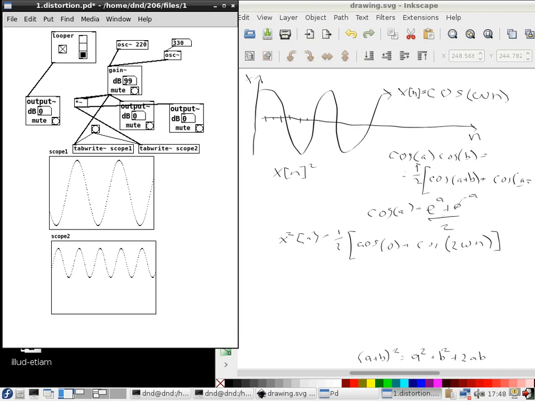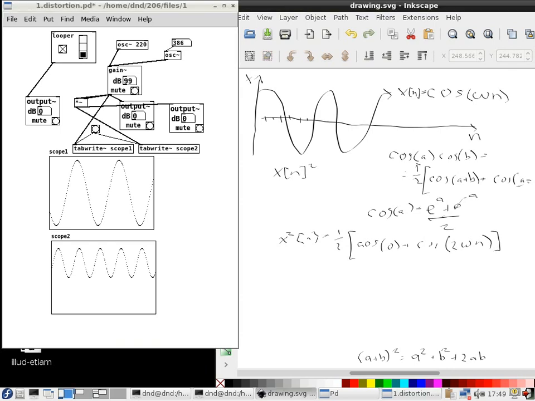Okay, so 330, got this, and that gives me this. Now if I change this, and that's a sound that those of you who've been around Stockhausen music know that's the ring modulator sound. Why did that do ring modulation?